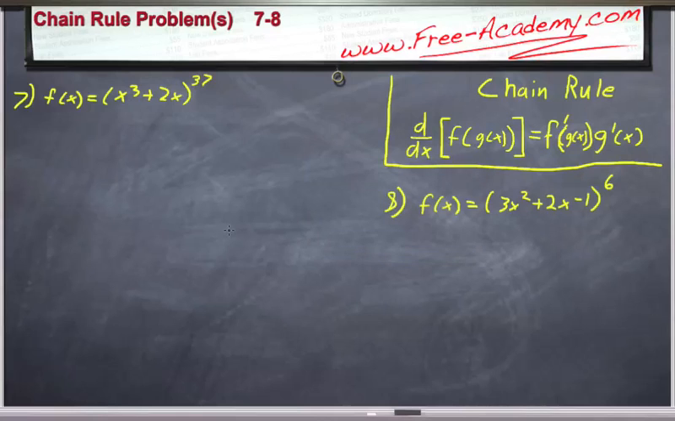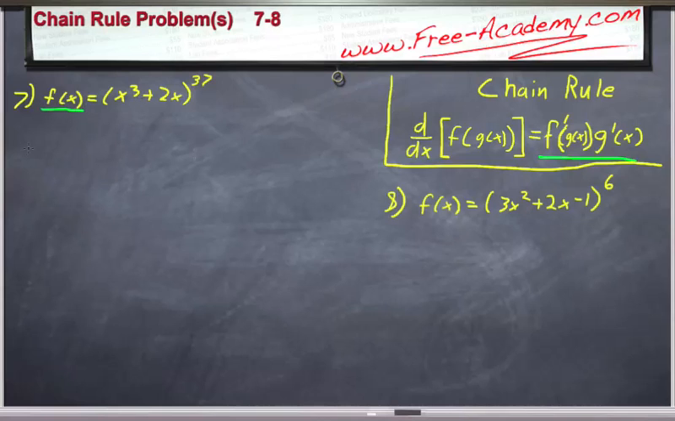www.free-academy.com. We're going to be doing problems 7 through 8 of Chapter 3, Section 5 of Anton Calculus 7th edition, on the chain rule. What's really important about this lecture compared to the previous lectures is that in the previous lectures we've been given f of x, and we've been given g of x, and we've been asked to find the derivative of f of g of x and g of f of x and so on and so forth. In this lecture, we're not given a g of x, we're just given f of x.